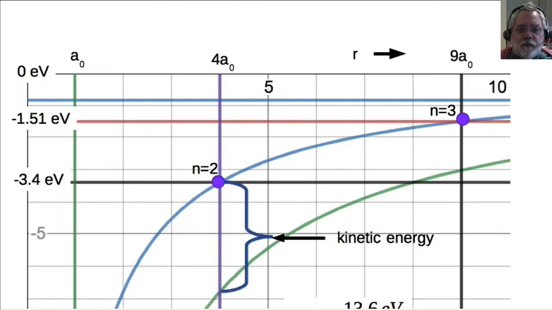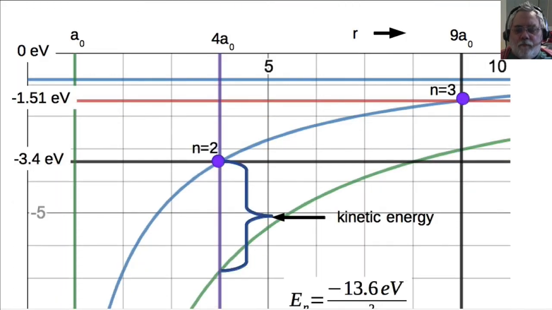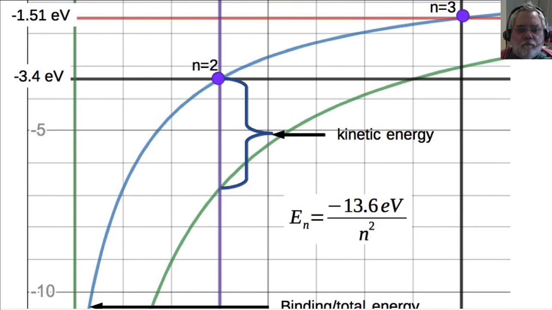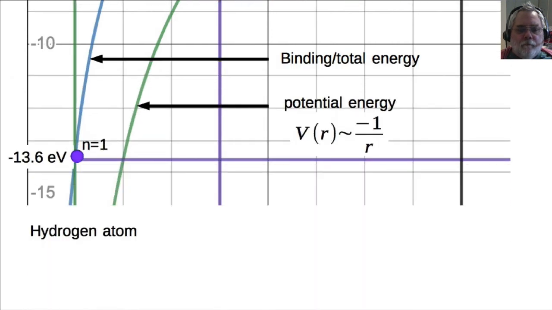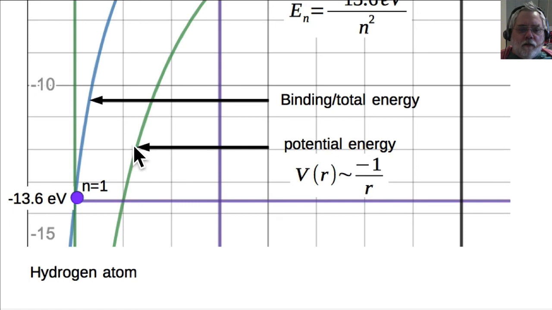Now here's a different potential. Here's the potential for the hydrogen atom. We've seen this before if you've done the lecture on the Bohr atom. This green curve is the potential energy curve. This blue curve is the binding or total energy curve. The potential is proportional to -1 over R. The ground state energy, n equals 1, is minus 13.6 electron volts.